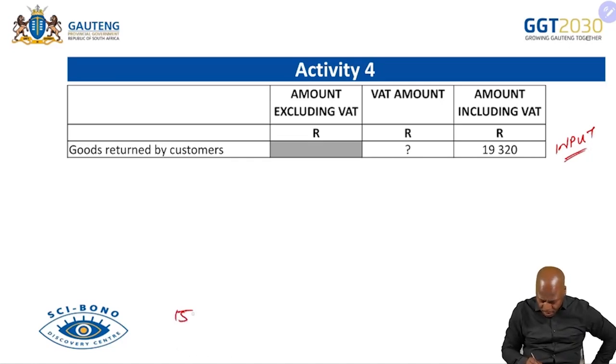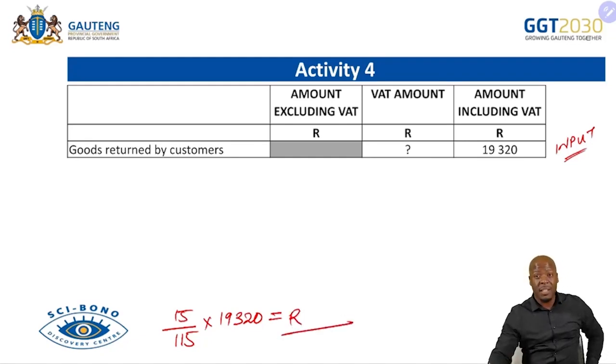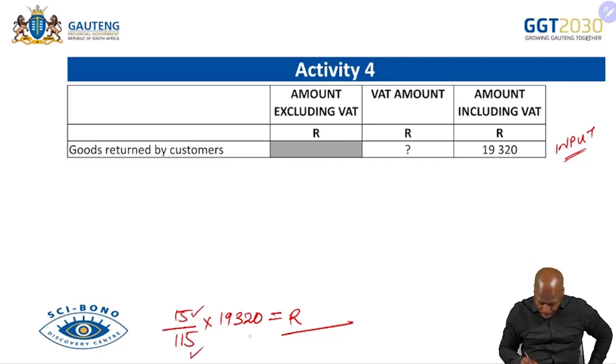So what do we want here? We want VAT, which is 15 over amount including VAT 115 multiplied by 19,320. Okay, please punch that in the calculator. I'm going to give you a second. You're saying 15 over 115 multiplied by 19,320. Someone give me the figure, please. How much do we get? Thank you. Someone is saying we get 2,520.